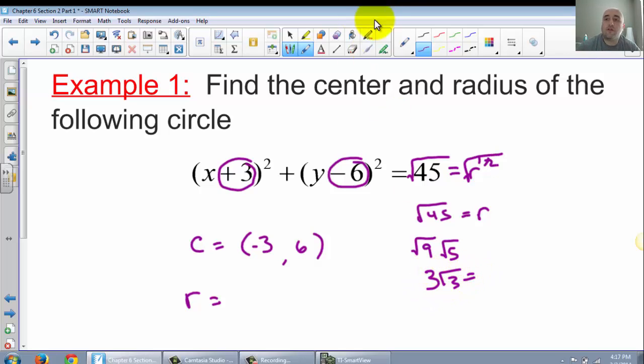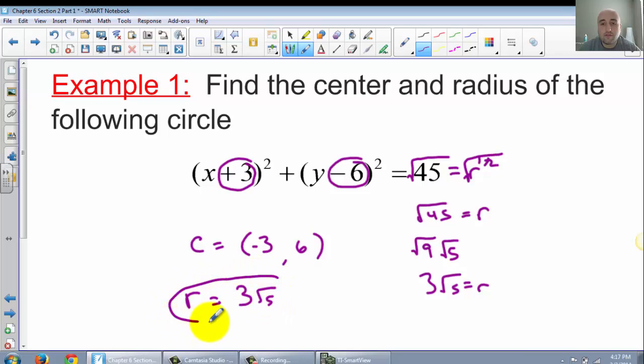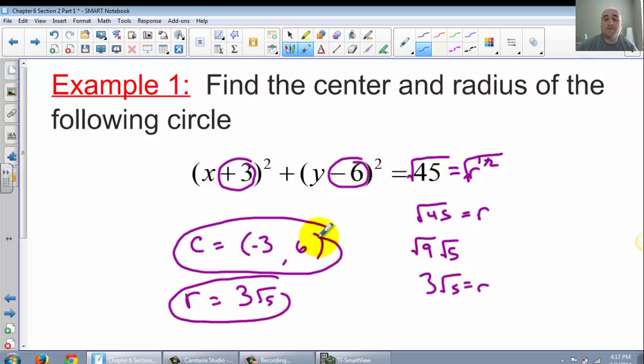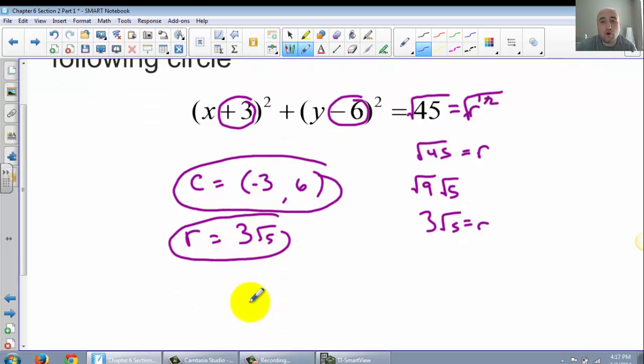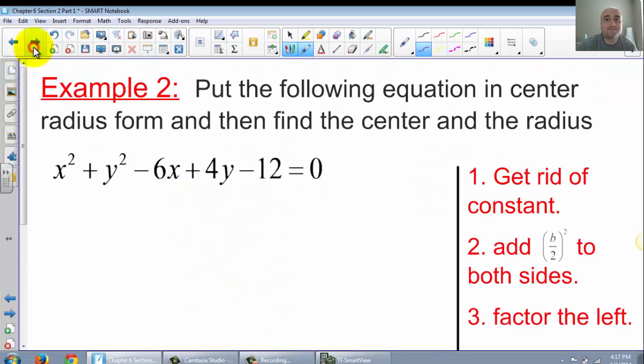Oops. Sorry, made a mistake there. So square root of 9 is 3. Square root of 5 cannot be simplified, so I just bring it down. So my radius is 3 root 5. Okay. And if you were to graph this, all you'd have to do is do 3 root 5 on your calculator and come up with a decimal, so you know where exactly that will go on your graph.